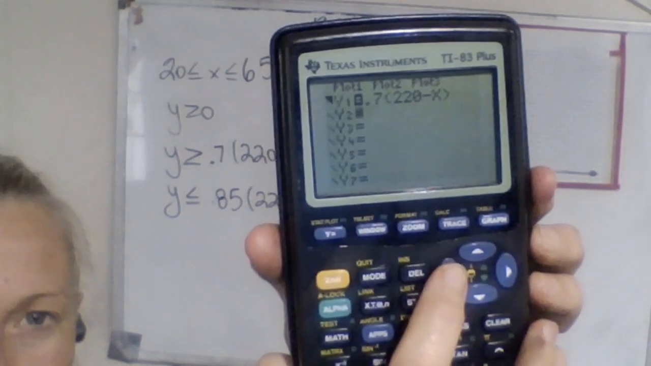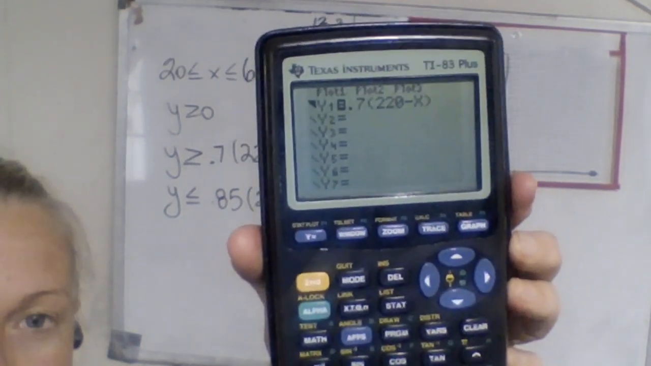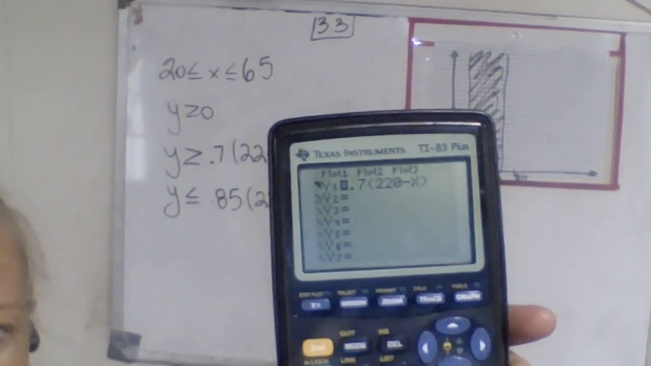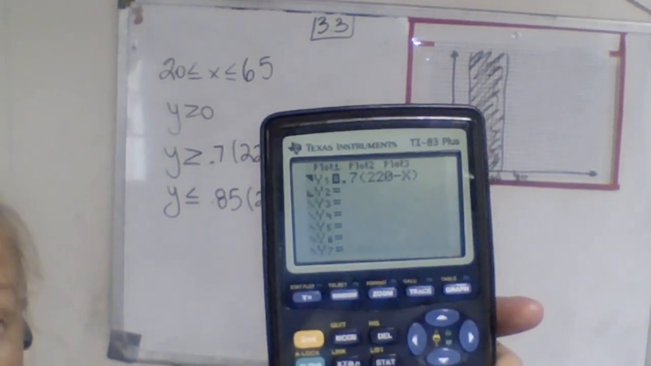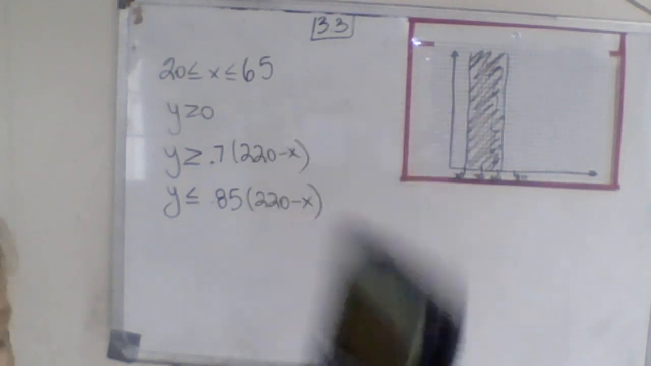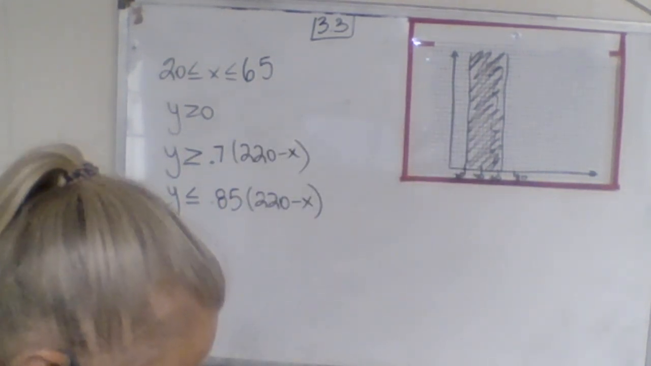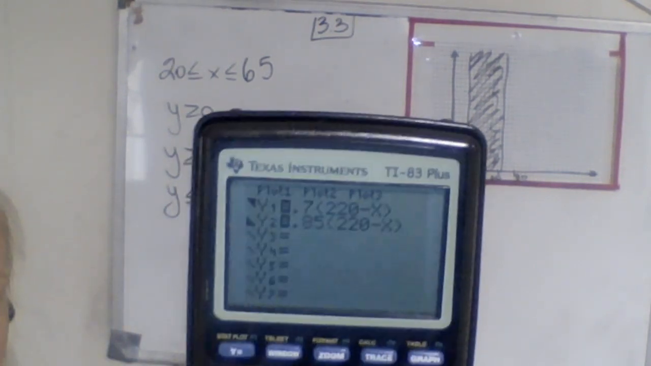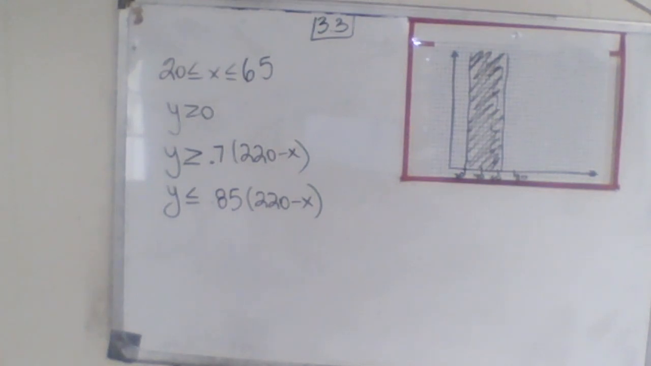Let's go ahead and do the second equation. We come down. Again, we move over here. We hit enter until now we're looking for less than. Oh, less than, it's pointing down. I like that. I'm going to come out. And I'm going to have 0.85 times parentheses 220 minus x. I'm going to close my parentheses again. Here it is. And now all I have to do is graph it and see what we get.